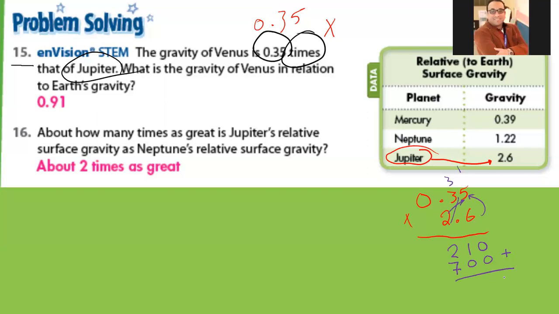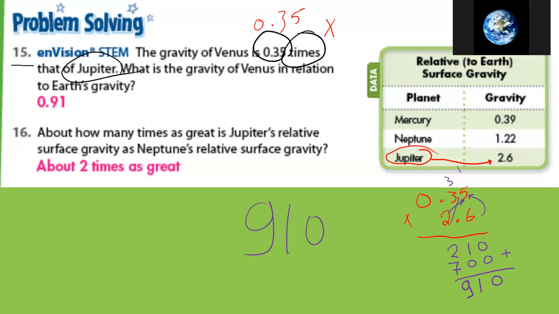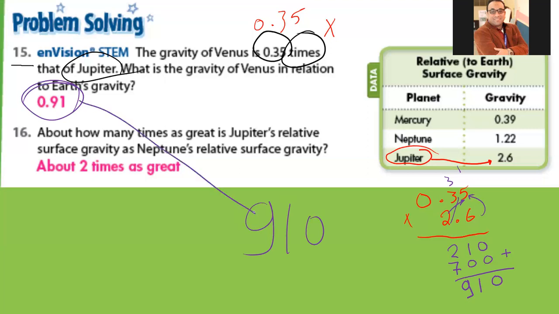Combine the partial products. 0 plus 0 equals 0. 1 plus 0 equals 1. 2 plus 7 equals 9. So we have 910. Am I right? Yes, but the answer here is 0.91. How can I transform this one to this one?